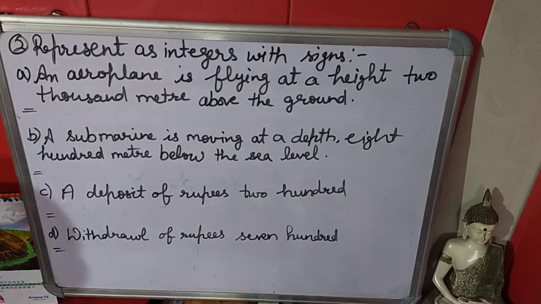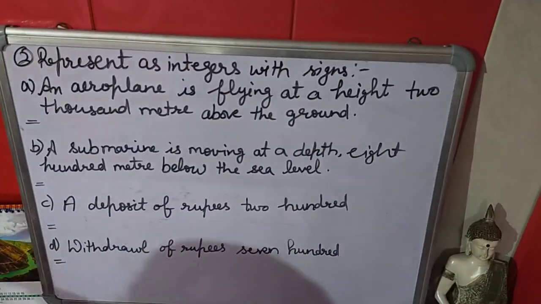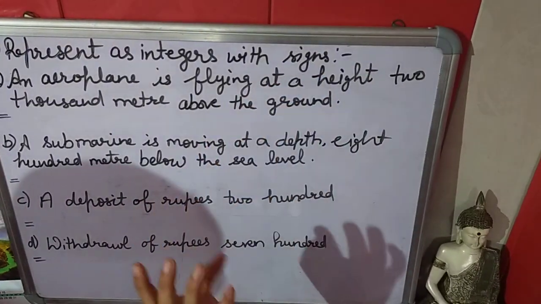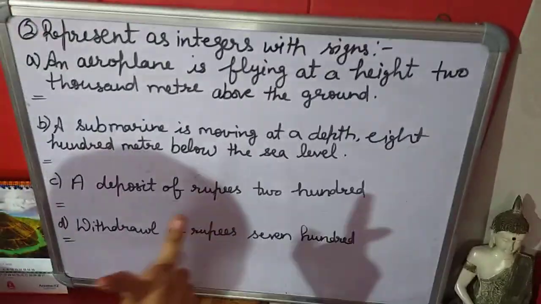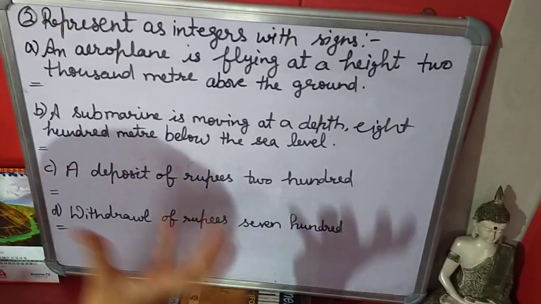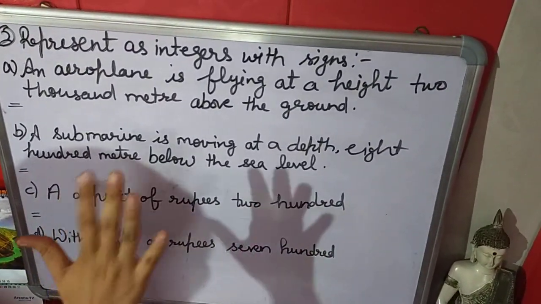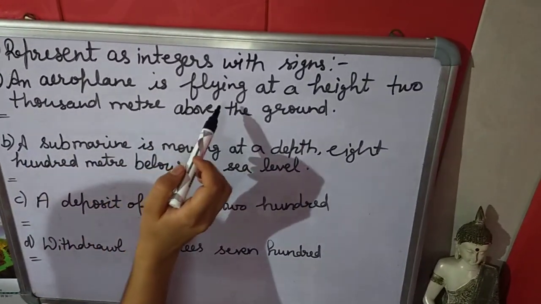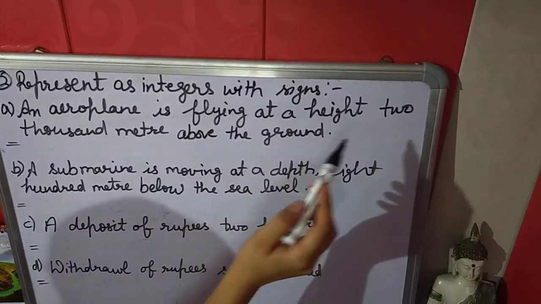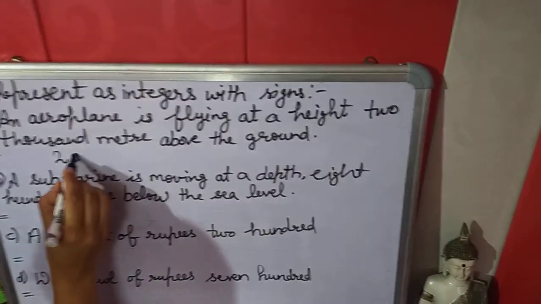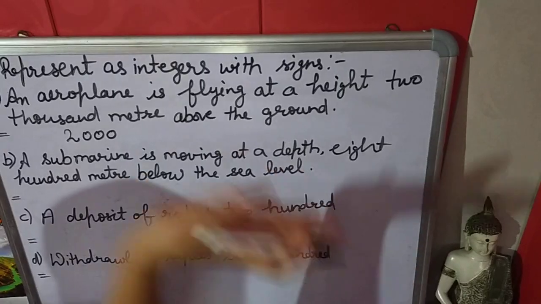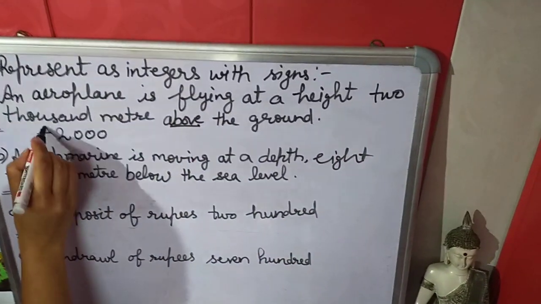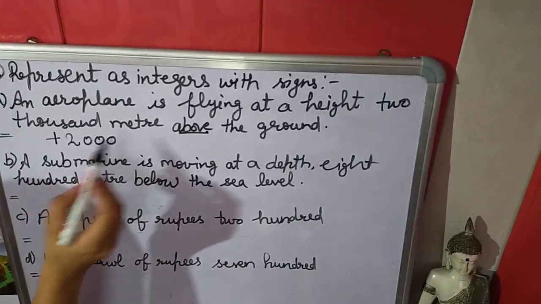Second question is: represent the following numbers as integers with appropriate sign. Now, how we will find the sign? You can use two signs, plus or minus. If a thing is increasing, then you will use plus sign. If a thing is decreasing, then you will use minus sign. First is an aeroplane flying at a height of 2000 meter above the ground. The number is 2000. The aeroplane is flying at a height above, it means it is increasing. So we will put here a plus sign. This is a positive integer.